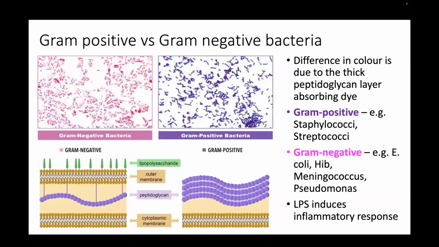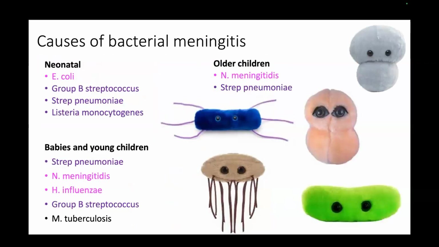The gram-negative bacteria also have lipopolysaccharides, little proteins on the cell wall, and those are the things that induce an inflammatory response. So this is often why people who have meningococcal or Hib meningitis can have more severe sequelae, because they might have a bigger inflammatory response to the bacteria. And I've just classified the top causes of meningitis by age group because it differs over time, and I've coloured them depending on whether they're gram-positive or gram-negative.